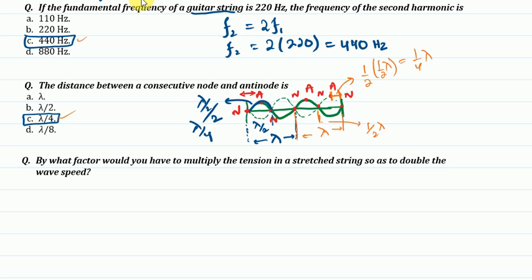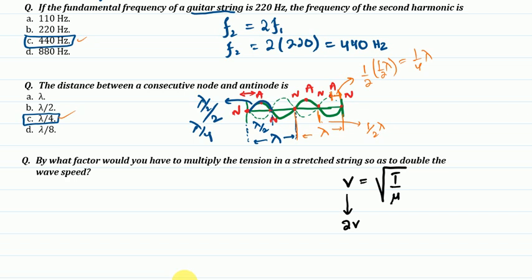Okay, last question. By what factor would you have to multiply the tension in a stressed string so as to double the wave speed? This does not seem relevant, but this is relevant. We know that the velocity of a wave in a medium is the square root of tension upon linear mass density. All right, and we need 2 times the velocity. So yeah, we need to make the velocity 2 times.